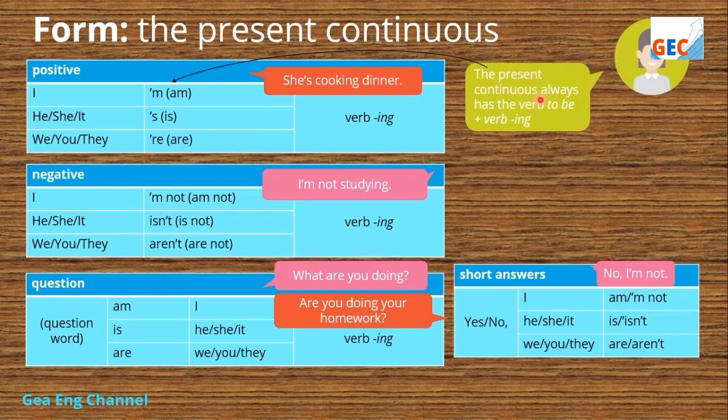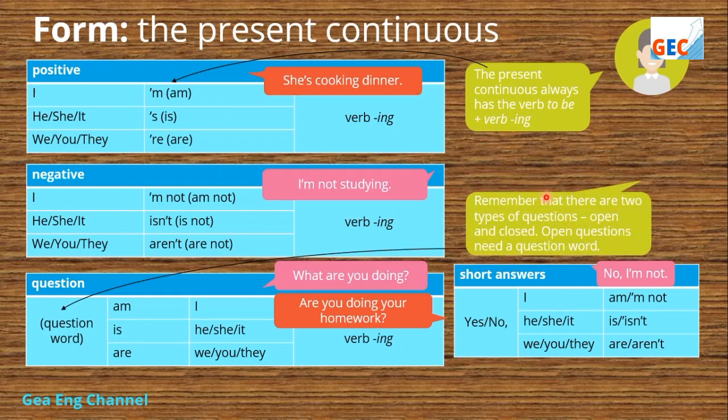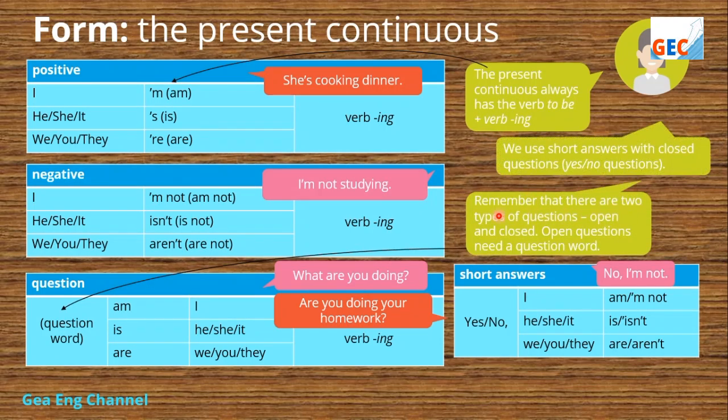So here the present continuous always has the verb to be plus verb in ing. Remember that there are two types of questions, open and closed questions. Open questions need a question word, and we use short answers with the closed questions, yes, no questions.